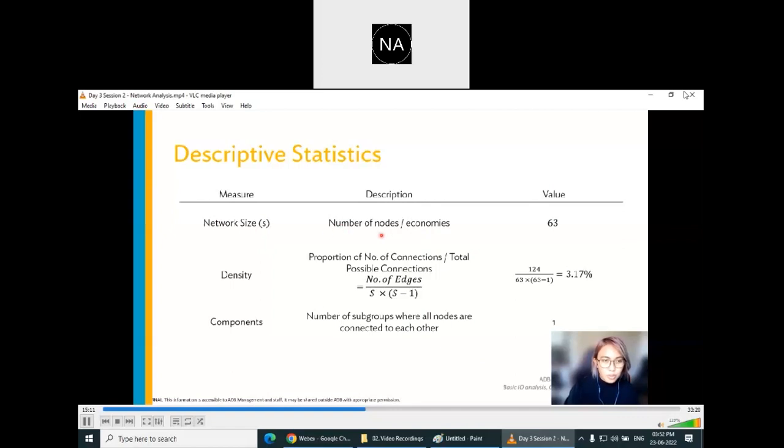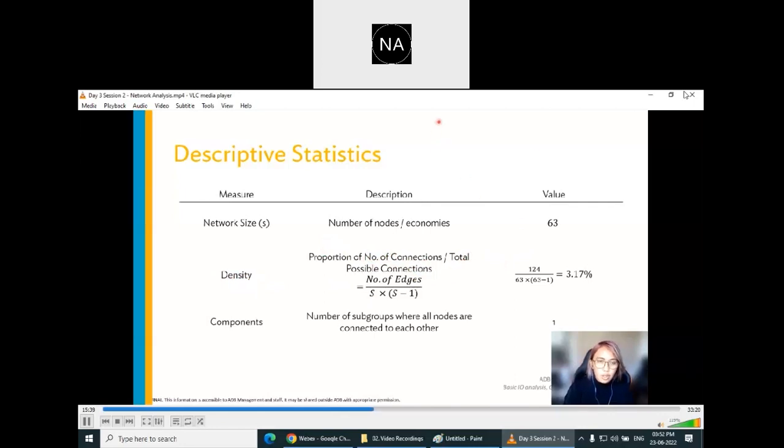Now let's try to come up with measures to describe our network. The first one, network size. This is the easiest one, and it's only the number of nodes or the number of economies in our network. So for our network, we selected all economies that are trading with India without filtering. So we got 63 economies.